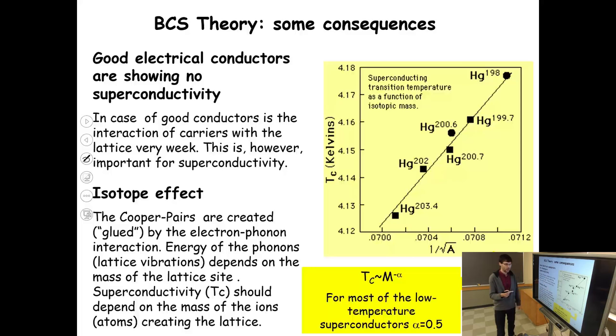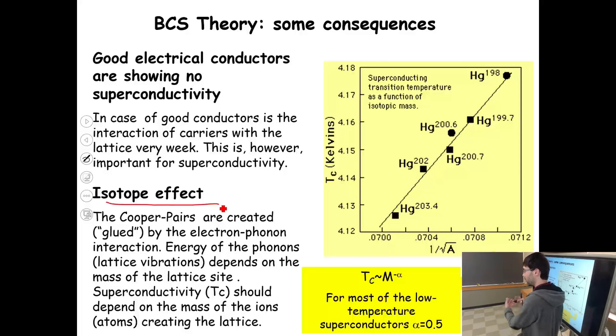And then another wonderful thing was that people have found this isotope effect. And they went looking for it after BCS theory came. And the isotope effect is that you take the same material, mercury, for example, right, and you take different isotopes of mercury.